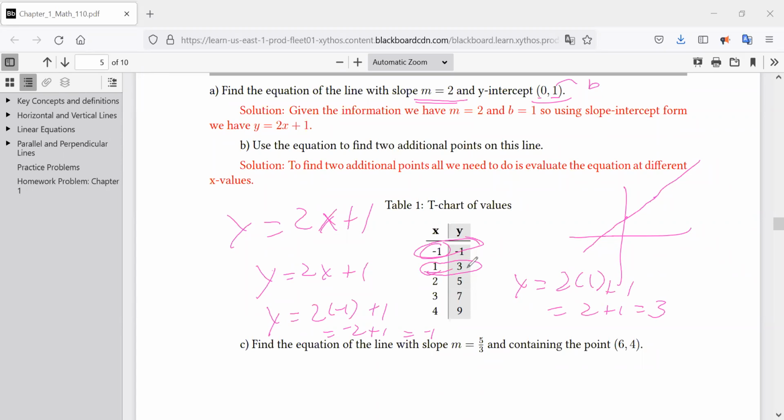And you can also just notice, okay, I step up by 1, that means I add 2, and that's because the slope is equal to 2. So when I jump from 1 to 2, I go from 3 to 5. When I go from 2 to 3, I go from 5 to 7, etc.